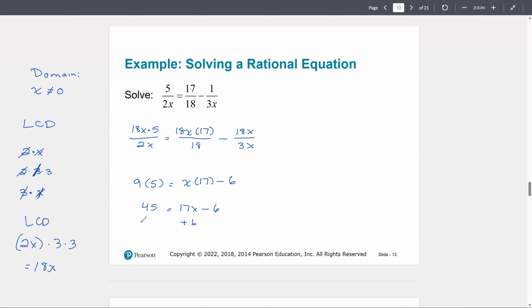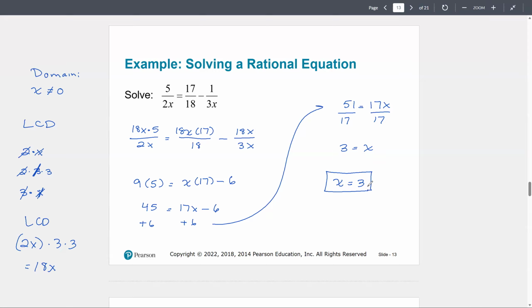So if I just add 6 to the other side, we're going to have 51 equals 17x. So let me just double check this. I'm pretty sure that 51 divided by 17 is 3, and it is. So we can divide both sides by the 17 to get the x alone. So we get 3 equals x, or you can say x equals 3.